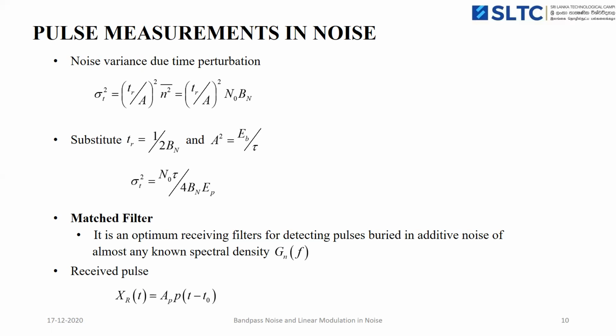So this is the concept of how the noise affects the transmit pulse at the receiver. Next, coming to the matched filter. This is another type of receiver which is used to detect the transmitted pulse at the receiver. The matched filter is the optimum filter used to detect pulses at the receiver in the presence of additive noise. The received pulse is denoted by XR of t equal to AP into P of t minus T naught, where P of t is the transmit pulse, which is received with some delay T naught, and it has the amplitude AP.